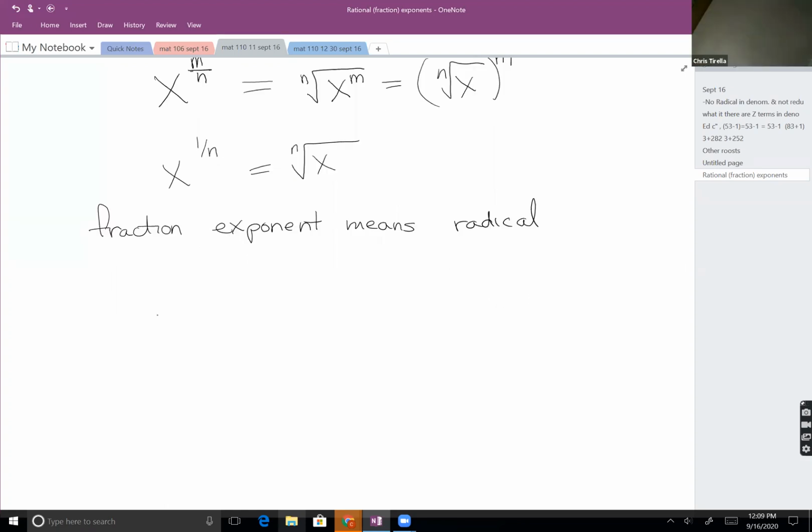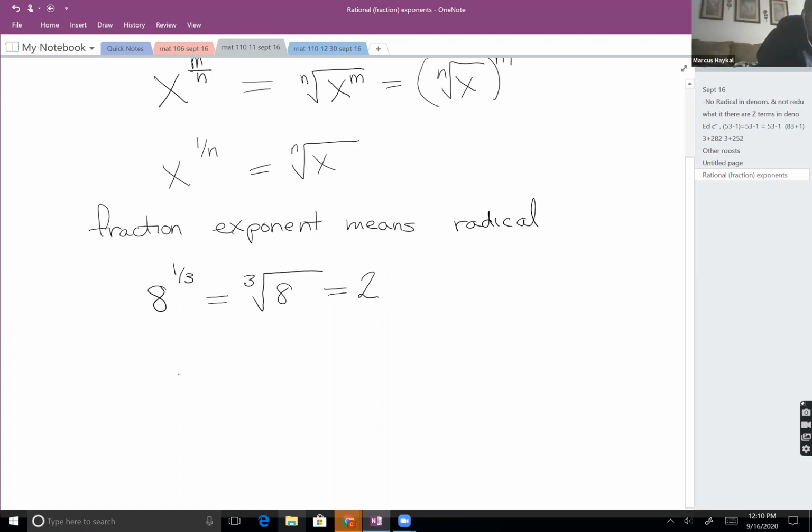So for example, if I had 8 to the 1/3, it means I'm taking the 3rd root of 8, and the 3rd root of 8 is 2. So basically, whatever the fraction is, the denominator is the nth root.